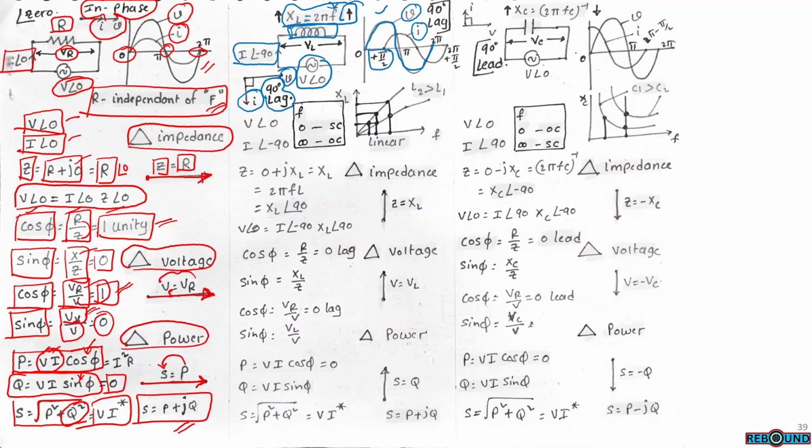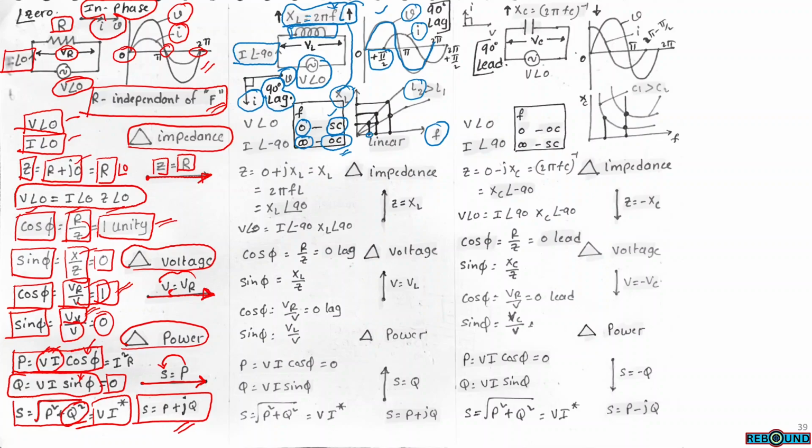XL equals 2 pi FL, which is frequency dependent. So when the frequency is 0, XL will be 0, which is equal to a short circuit. When the frequency is infinite, XL equals infinite, which is equal to an open circuit. As the frequency increases, the XL value will increase. As the inductance increases, the XL value will increase.